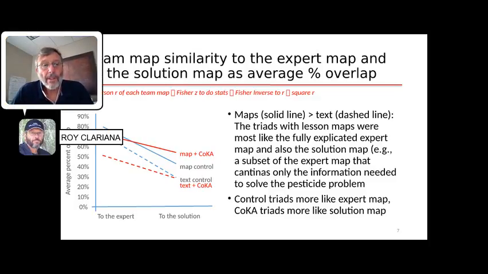The data is pretty clear. The groups that received maps as their lesson materials, their team collaborative concept maps, their triad maps, were more like the expert, that is the solid lines on this diagram, and also more like the solution relative to those triads that received lesson textual material. So there was a fundamental influence in the collaborative maps depending on whether they received a lesson text or a lesson map.